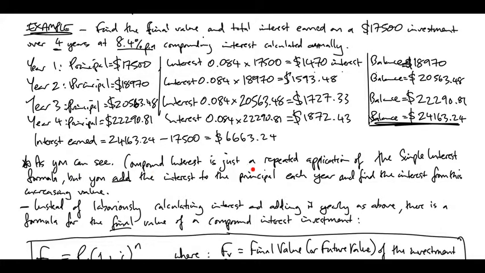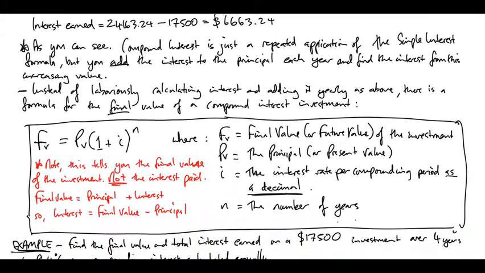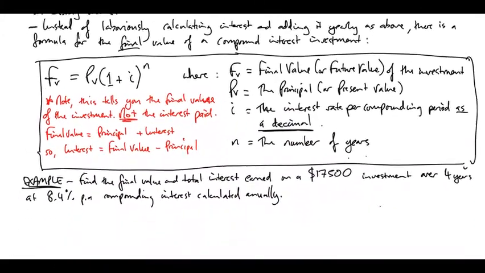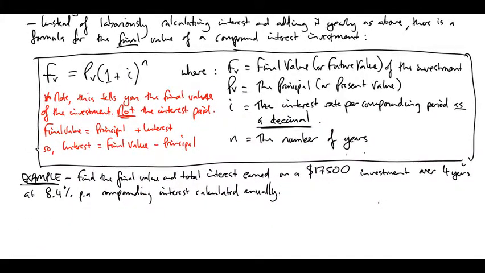As you can see, compound interest is just a repeated application of the simple interest formula. But the difference is you add the interest to the principal each year, and you find the interest from that increasing value. That's the increasing value here. 17,500, then you find the interest on 18,970, then you find the interest on 2563.48, and then interest on this. So luckily for you, instead of having to laboriously calculate, what if you had a home loan which was 20 years? You're not going to be able to sit down and do all of that.